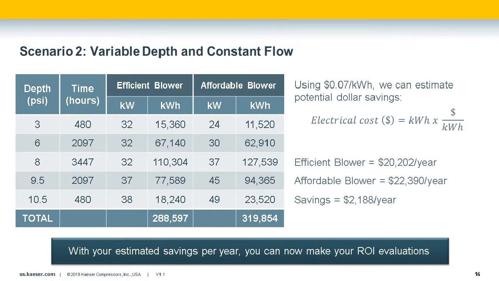Okay, so at this point, we have looked at constant fluid depths and variable flows, and variable fluid depths with constant flows. Now, we will up the difficulty a little bit and look at variable fluid depths and variable flows. This is very similar to the prior example, but now we'll throw on a VFD on the unit, and the client wants to take advantage of this as the flows will vary with the fluid depths.